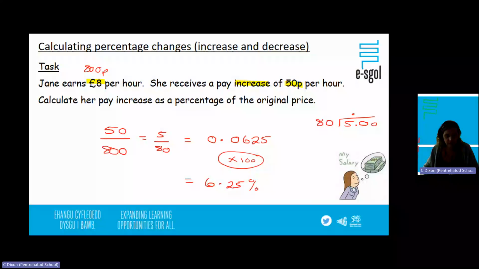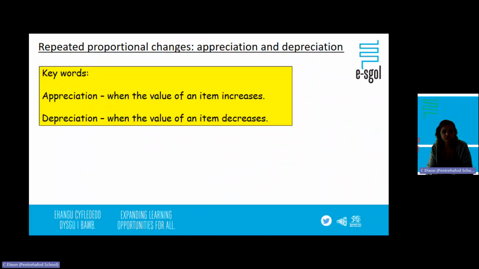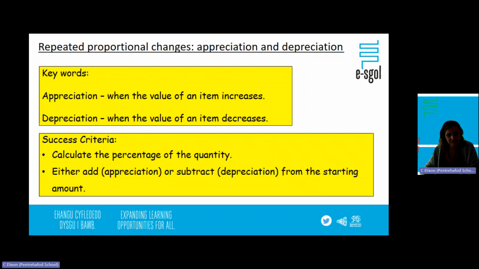Okay, so we're going to build this up and look at something called repeated proportional changes. You will have keywords here. The word appreciation is when the value of an item increases, and depreciation is when the value of the item decreases. What we're going to do is repeat these processes. It's not really going to be anything new, it's building on what we've done. So the first step is to calculate the percentage of the quantities. If we're going to appreciate, we add, and if we're going to depreciate, we subtract.